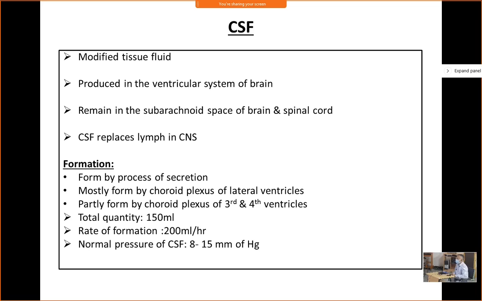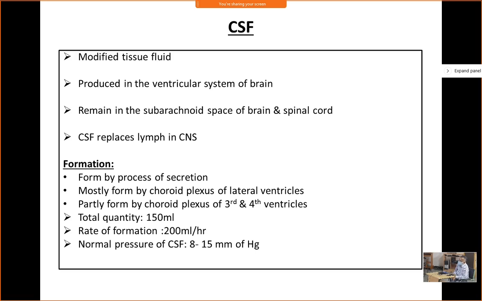Then come to CSF. What is CSF? It is a modified tissue fluid produced in the ventricular system of the brain, remaining in the subarachnoid space of the brain as well as the spinal cord. CSF replaces the lymph here, because no lymph node or lymphatics are present in the central nervous system. Instead of a lymphatic system, we are having the CSF. Then formation, how is it formed? It is formed by a process of secretion. Already you know this word.